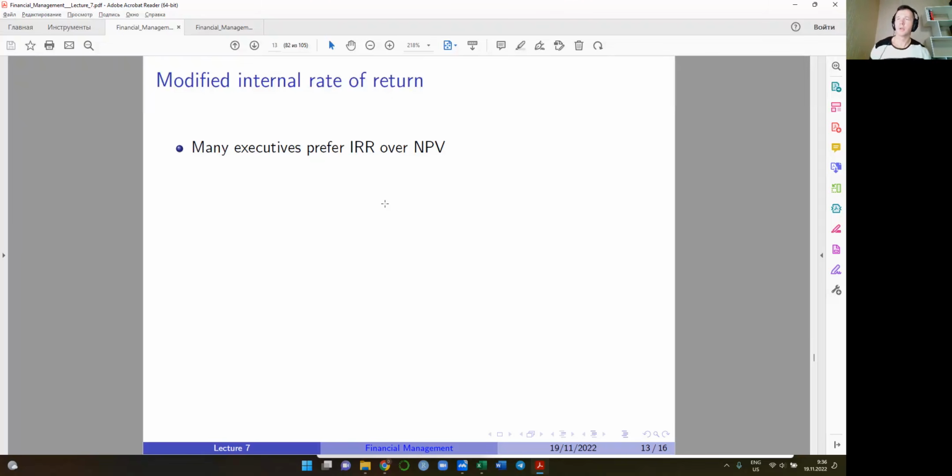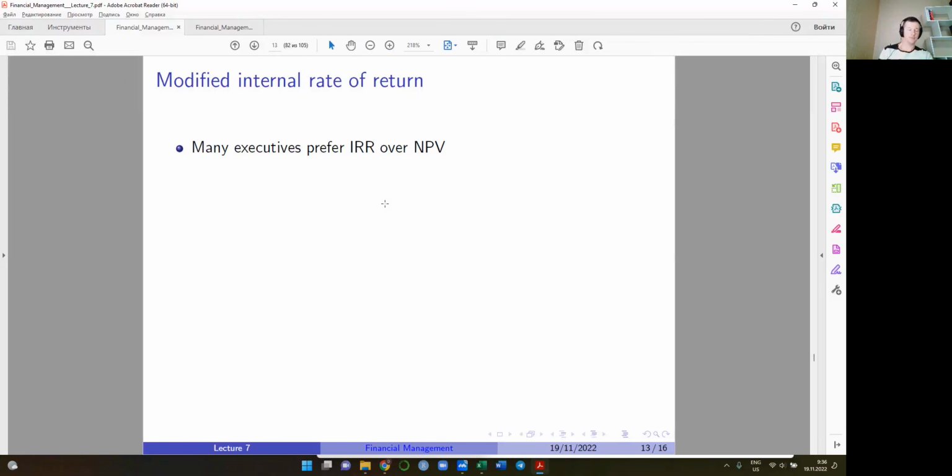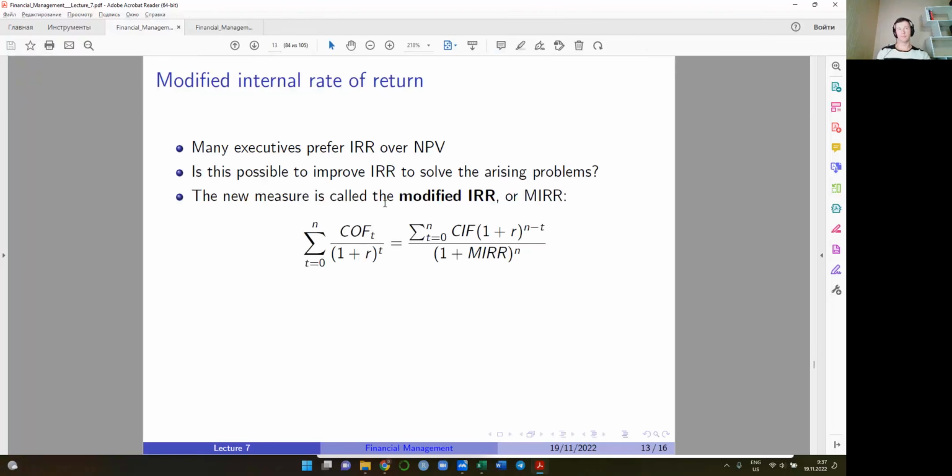Instead of asking how much I'm going to earn in rubles, dollars, euro, yuans, they ask what is going to be returned on my investment. Given the problem with internal rate of return, it is very dangerous to rely on interest rates. So we need to do something about this, and we improve IRR with the measure called modified internal rate of return.